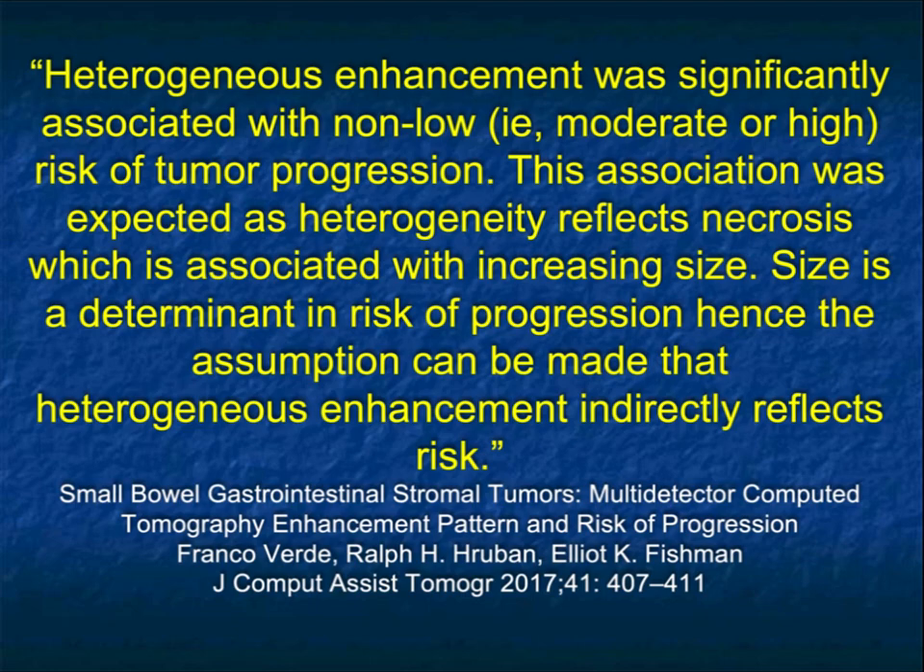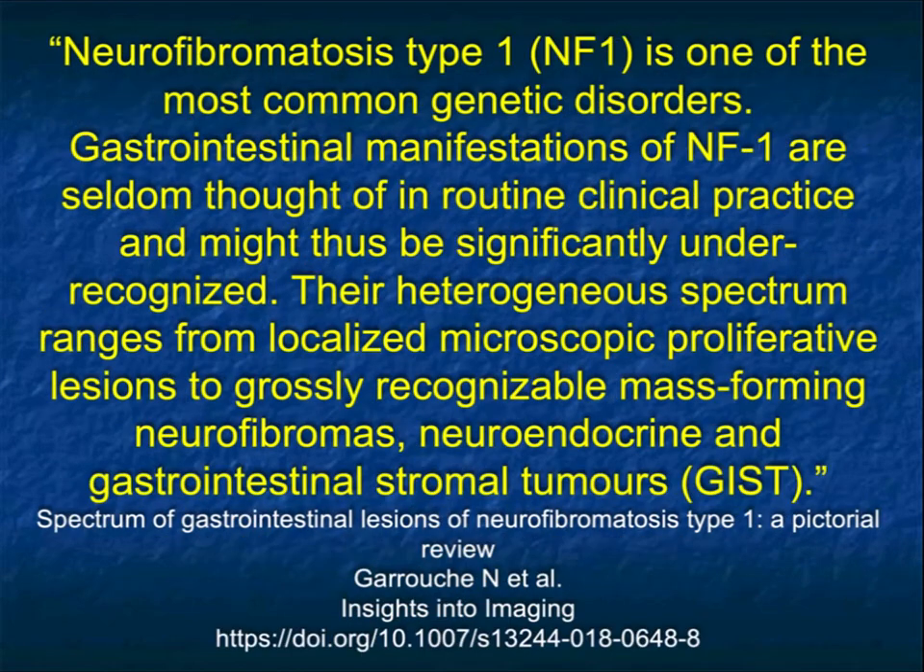Heterogeneous enhancement was significantly associated with low risk of tumor progression. The association was expected as heterogeneous reflects necrosis, which is associated with increasing size. Size is a determinant in risk of progression, hence the assumption can be made that heterogeneous enhancement indirectly reflects risk. This makes the point, and we don't have time to go into it in detail, that a lot of work now is being done with imaging, including radiomics, to determine whether not only can we look at tumors, detect tumors, define vascularity, but use the profile of the lesion to predict how patients are going to do.